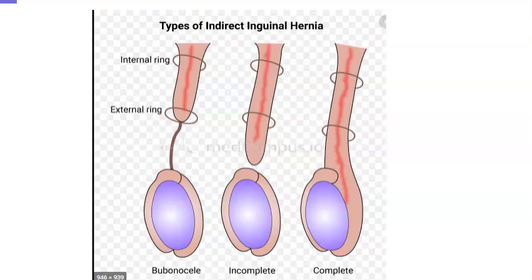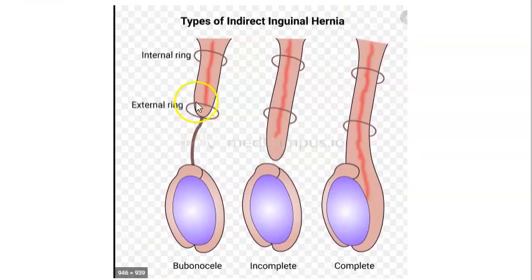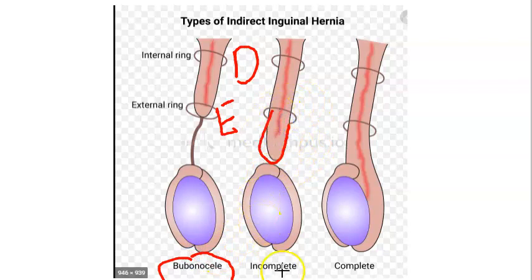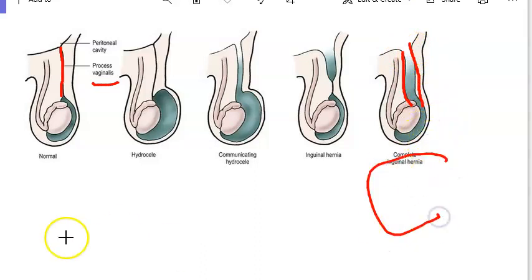So people, here you can see the types of indirect inguinal hernia. This is the deep ring and this is the superficial ring, or the external ring. When it is within the canal, it is called a bubonocele, and when it is coming out of this but hasn't come out fully, it's incomplete, and the complete one you can see here. Here you look at the normal one. This is the normal processus vaginalis. It's not patent, isn't it? And here there is a patent processus vaginalis, which is bringing in the content, right? So this is a complete inguinal hernia.